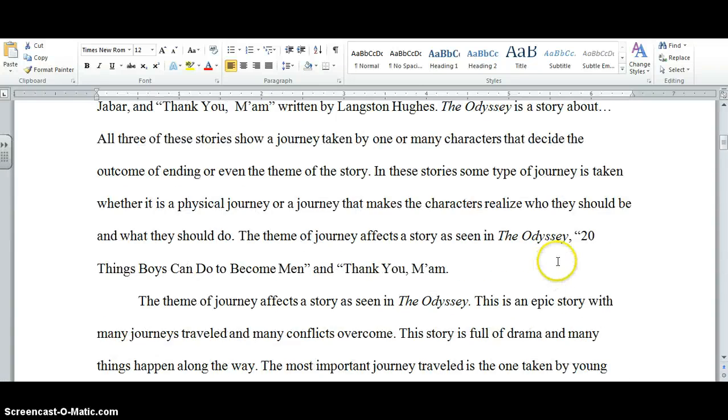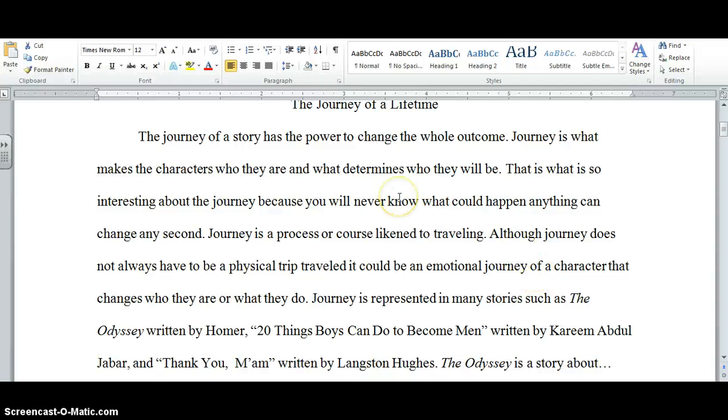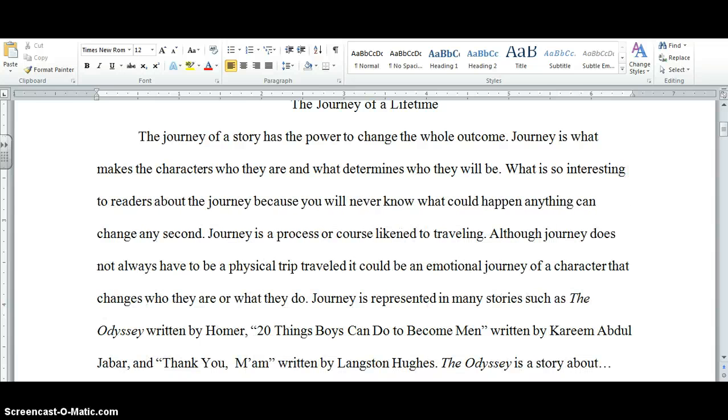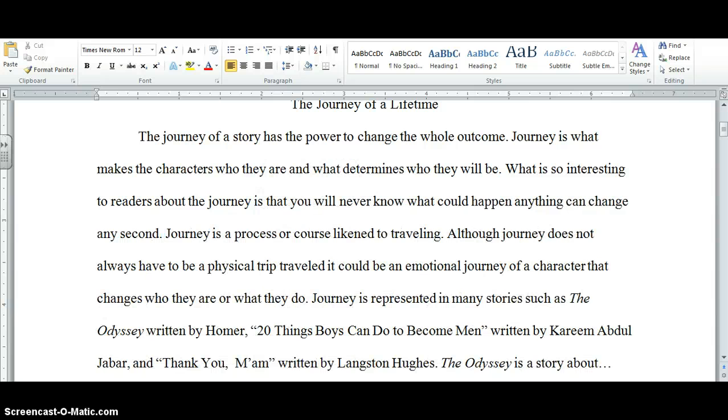So I'm going to start with your introduction. The journey of a story has the power to change the whole outcome. Journey is what makes the characters who they are and what determines who they will be. What do you mean by that? I want you to be a little more specific. Maybe you want to change this. What is so interesting, maybe you want to say to readers, about the journey is that you will never know what could happen. Anything can change at any second.